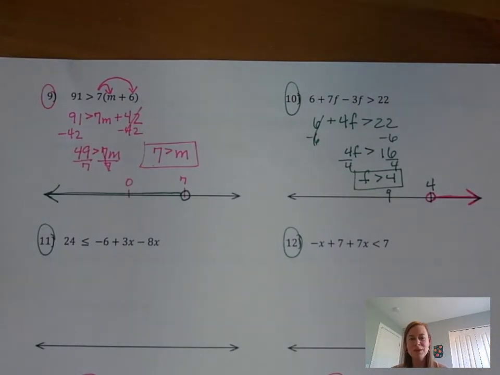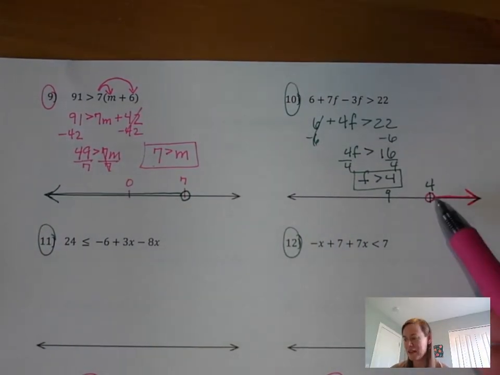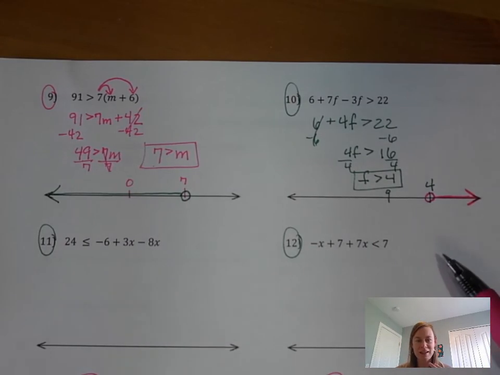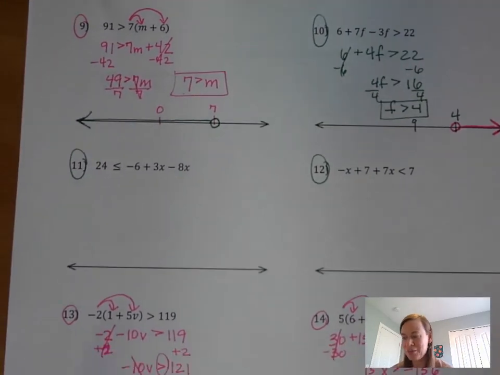Okie dokie. Just remember, every number line graph needs either an open or closed dot and an arrow that points right or left. If you have those things, you're in pretty good shape there.